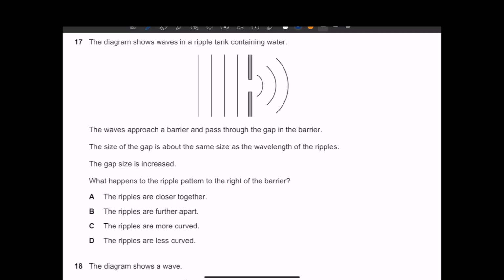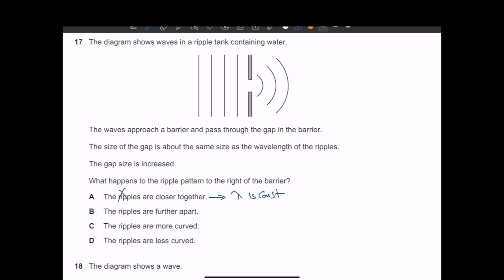The curves here become straight, or very close to a straight line. So let's see what's written here in the answers. A: the rebels are closer together. Actually, there is no reason for that, because if they were closer, it means the wavelength changes, and the wavelength is supposed to be constant. So I'm going to write here: the wavelength is constant. That's why this is wrong.